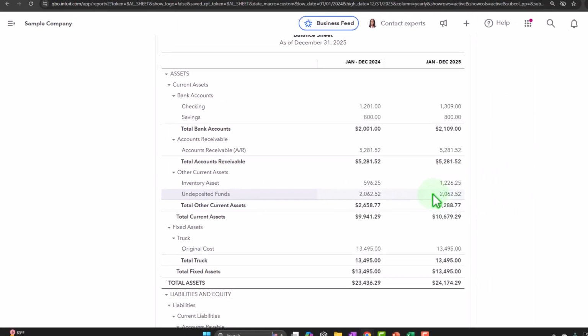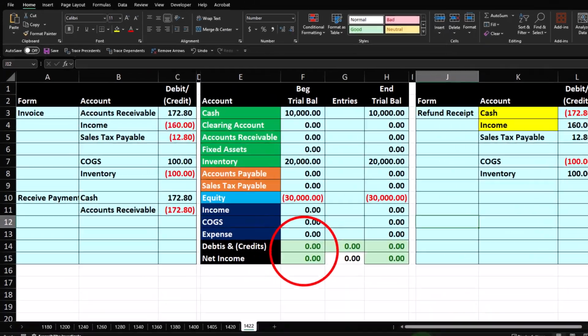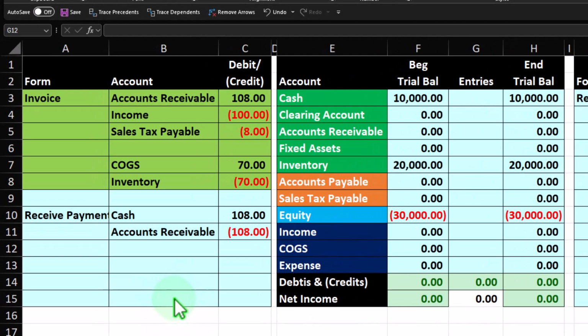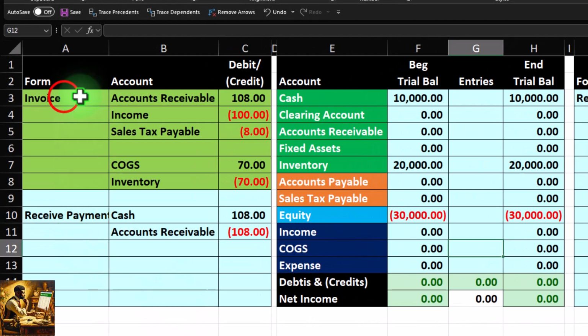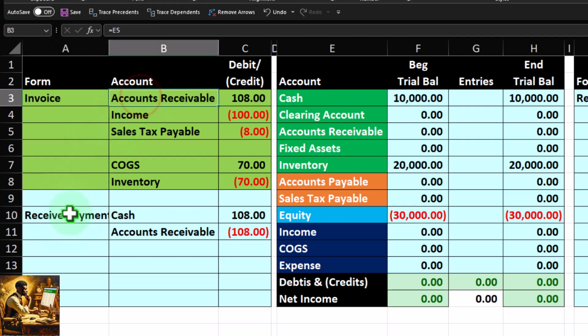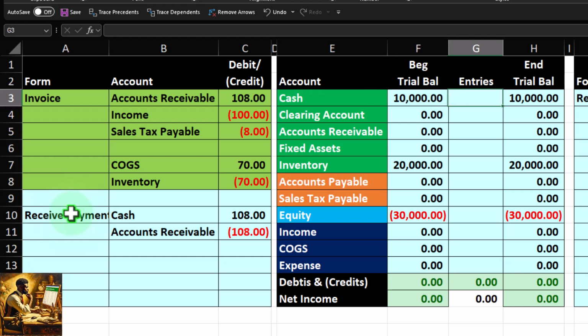Now let's just mirror this over here on our Excel worksheet just to get an idea of this. Now we entered a sales receipt, but let's do it here. We're going to enter an invoice and then a receive payment, which will get us to the same point. We made a sale and they've already paid us for it. So if we entered an invoice, we'd have accounts receivable rather than it going directly into the checking account.